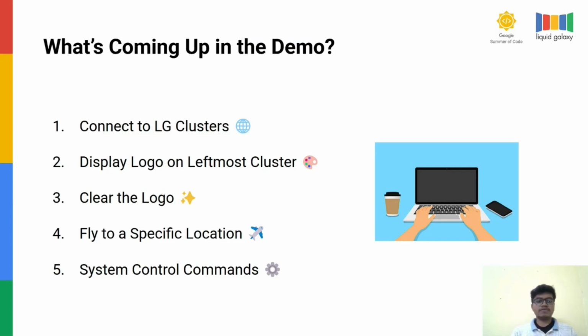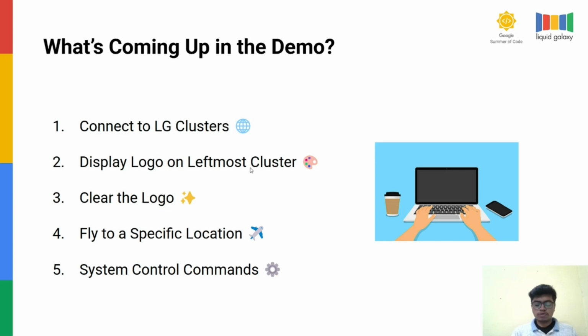So the next thing is what's coming up in the demonstration. I will be showing the live demonstration of all these five features. The first one is connect to LG machine. The second is display logo on left node cluster, and the next is clear the logo, and then fly to a specific location, and after that the system control commands. So I will show integration of all these features one by one.